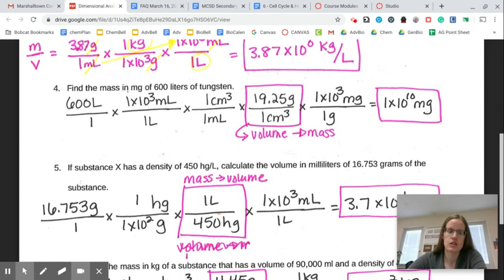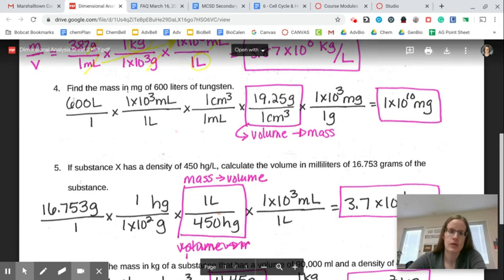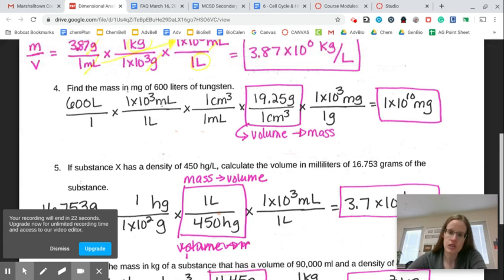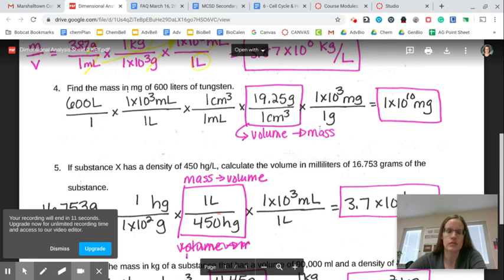Number 4, this one's going from volume to mass. I put the volume that they give me over 1, and then I would have to look up the density of tungsten on your periodic table or Google it. So then I get to milliliters and then milliliters to centiliters so that I can use the density to get me to grams, and then I can go from grams to milligrams, the unit that they're asking for.